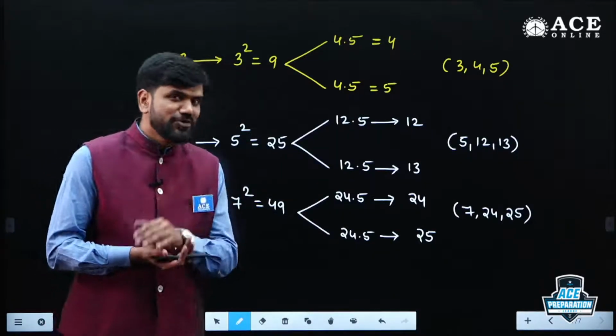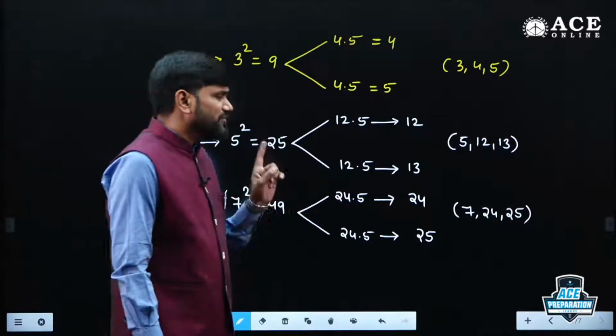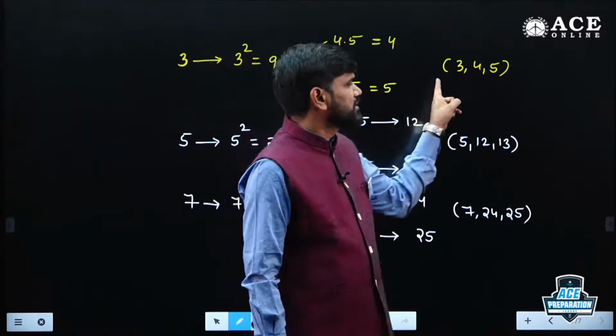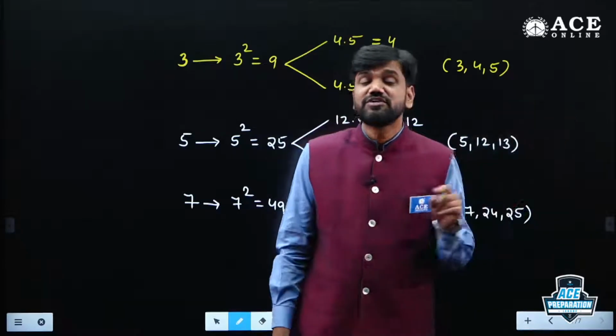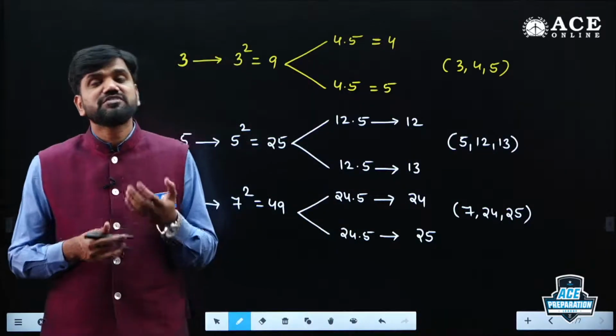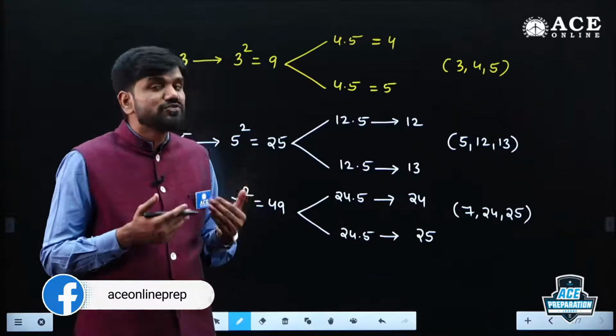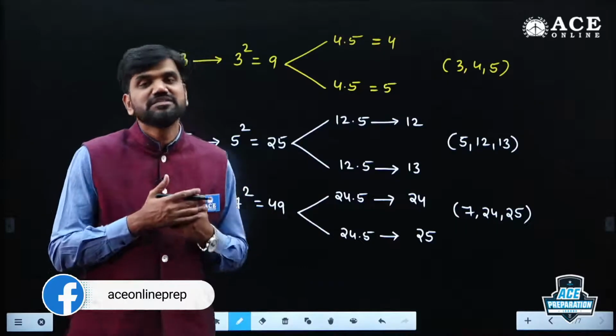As I already told you, whenever you get one Pythagorean triplet, if you multiply each term of that group with the same constant number, the resulting set will also form a Pythagorean triplet. Keep this in mind.